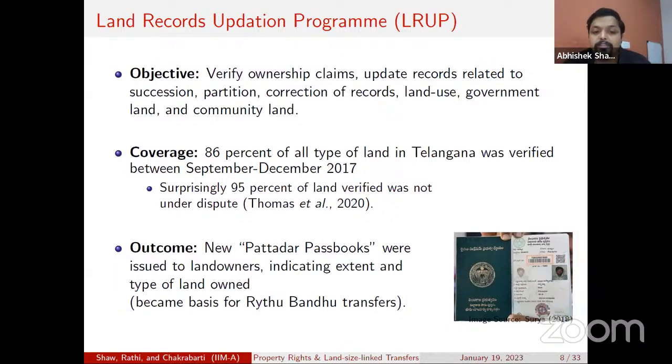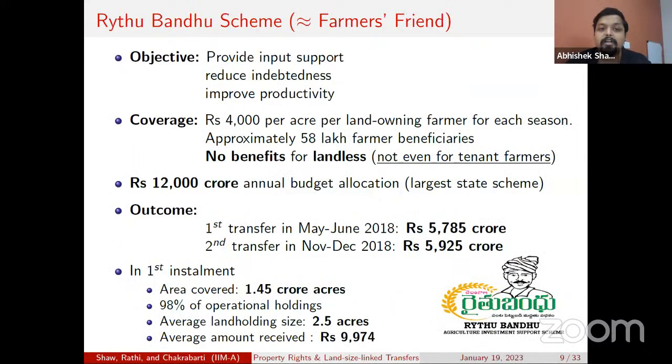So the outcome of this whole thing was basically they issued these Pattadar passbooks, which record the amount of land the person owns, the extent, the kind of land, and the location of the land that they own. And this became the basis for the Raitu Bandhu transfers, which is a program that was announced later. So, what is the Raitu Bandhu? What was the objective? What did the government say they wanted to do with a scheme like this?